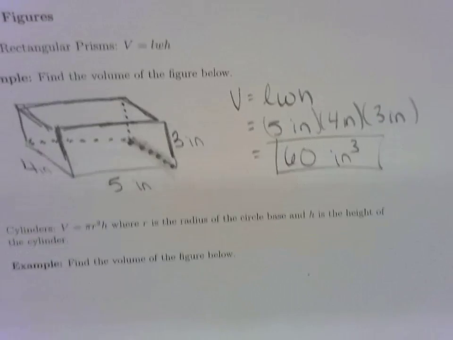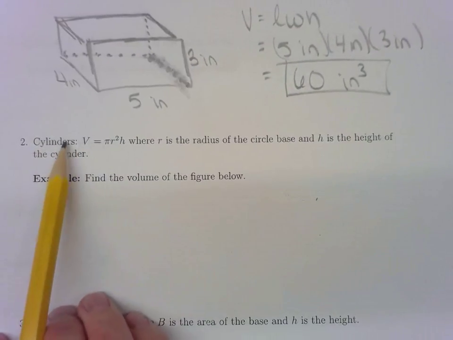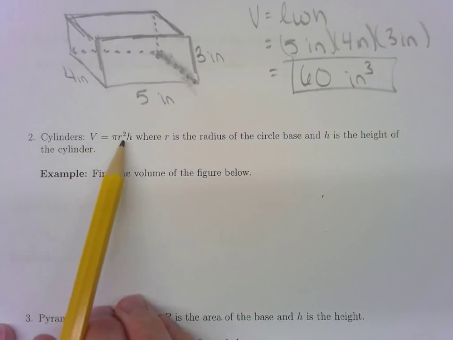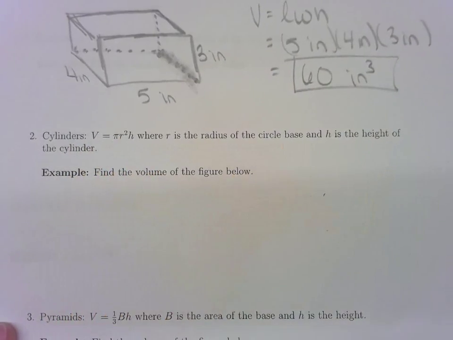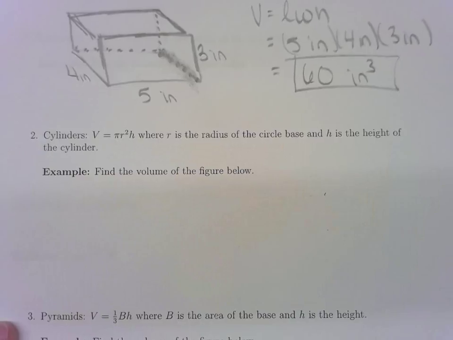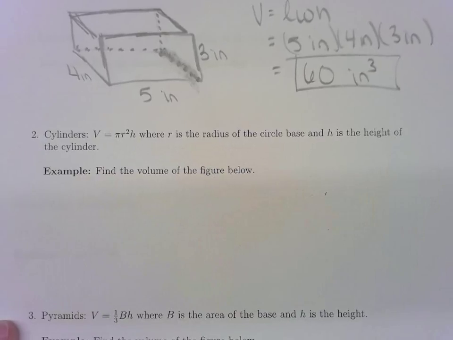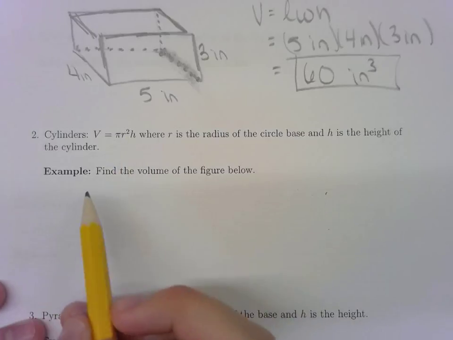Okay, the next one we're going to look at is cylinders. So for a cylinder, we have volume equals pi r squared times h, where r is the radius of the circle base and h is the height of the cylinder. Okay, so a cylinder would be like a soda can. Just really any type of soup can would probably be a better example for that, or a cup, a drinking glass. So a cylinder looks like this.